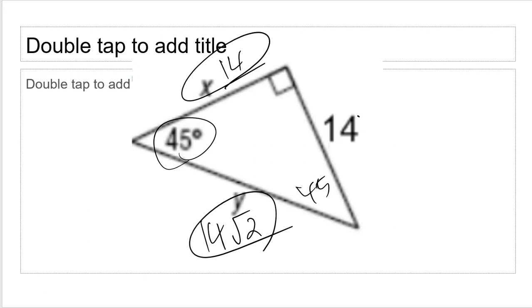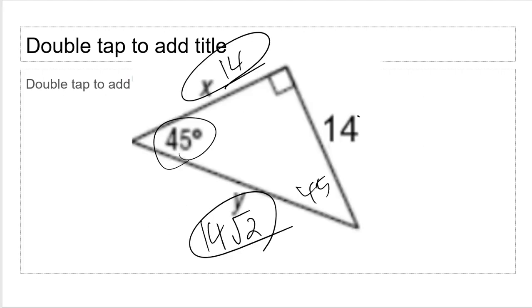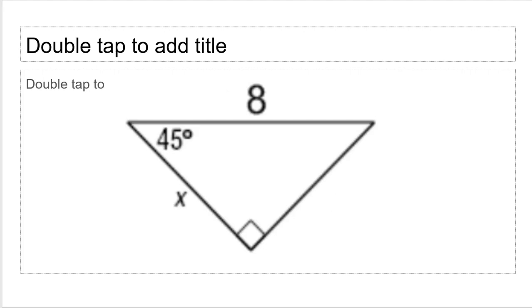Alright, so the next one's a little more complicated. This is 8. Now, when we go from a leg to the hypotenuse, we multiply by root 2. Now we're going to go backwards, the other way. We're going to divide by root 2. So what we're going to do here.